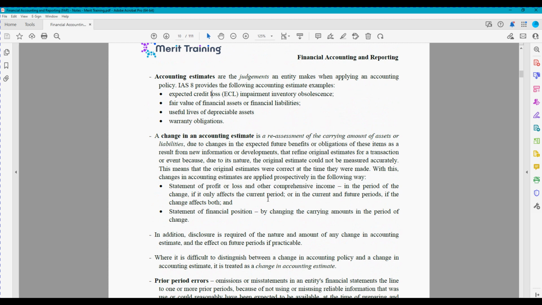So a change in an accounting estimate is basically looking at an estimate that we've applied before and then reassessing it. But fundamentally, under IAS 8, it is a reassessment of the carrying amount of assets or liabilities due to changes in the expected future benefits or obligations of these items as a result of new information or developments. And this could be because the estimate couldn't be measured accurately when the transaction originally occurred. This means it's not an error, right? Because it means that the original estimates were correct at the time they were made, and something else has happened.